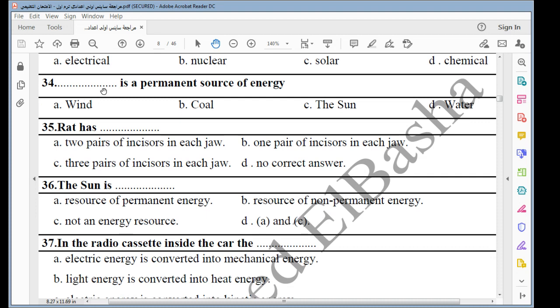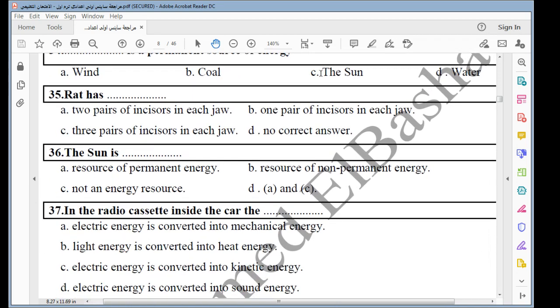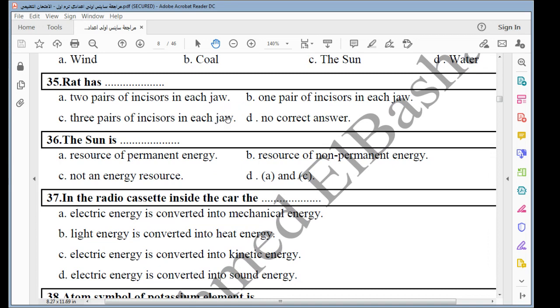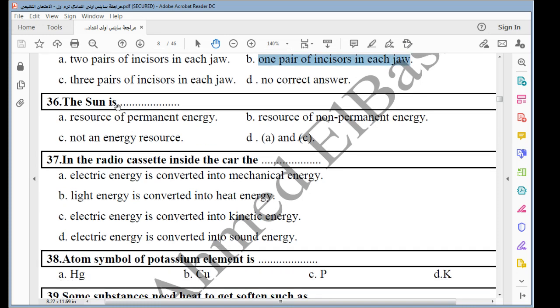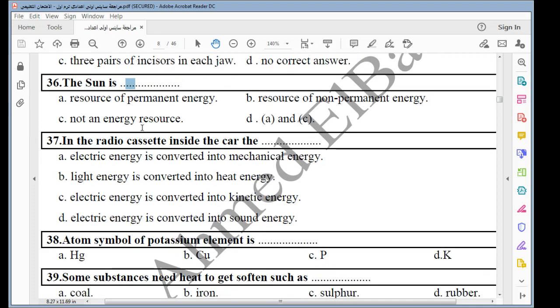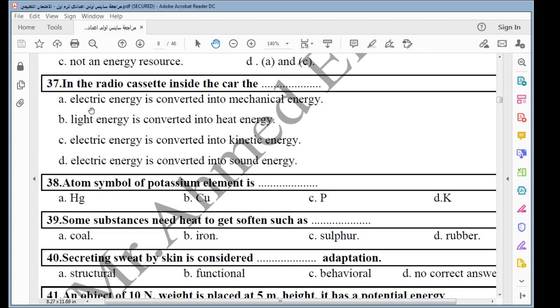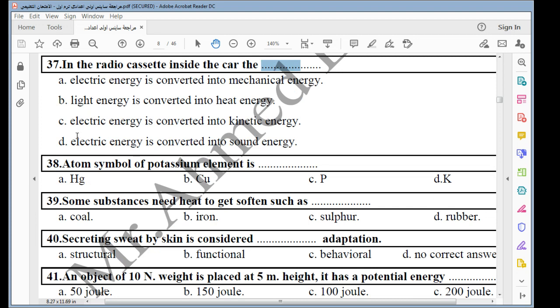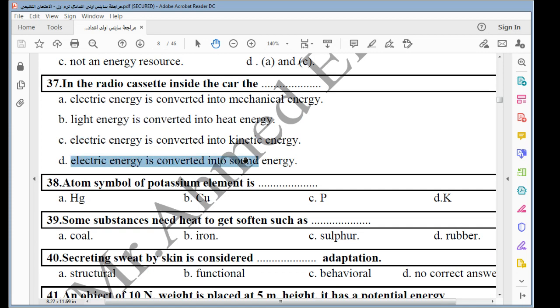طيب 34 space is a permanent source of energy. طبعا ايه؟ the sun. 35 rat has space. اقرا كده واختار. تمام هتبقى number دي اللي هي one pair of incisors in each jaw. 36 the sun is اقرا واختار. طبعا resources of permanent energy. 37 in the radio cassette inside the car the space choose. تمام electric energy is converted into sound energy.